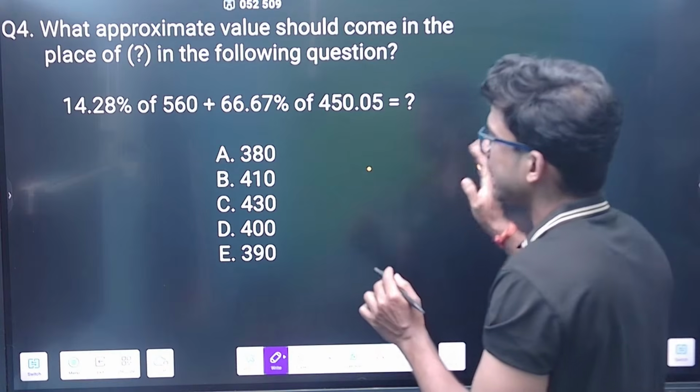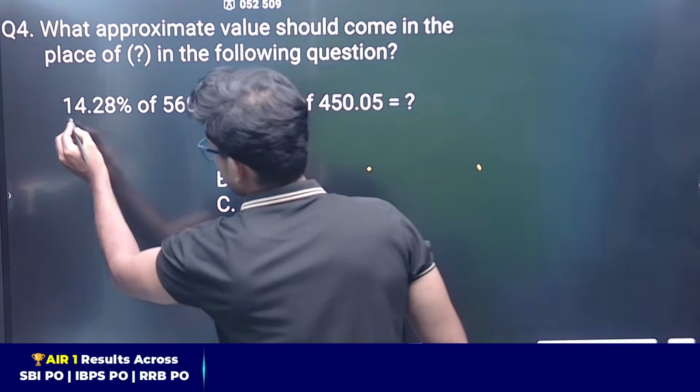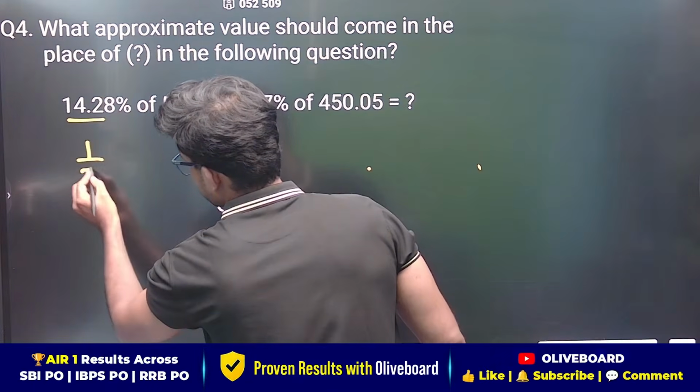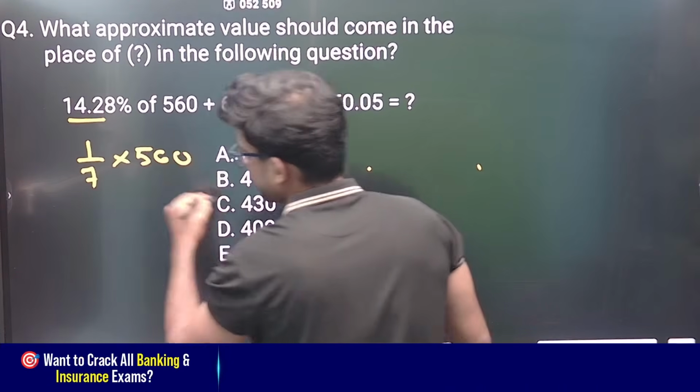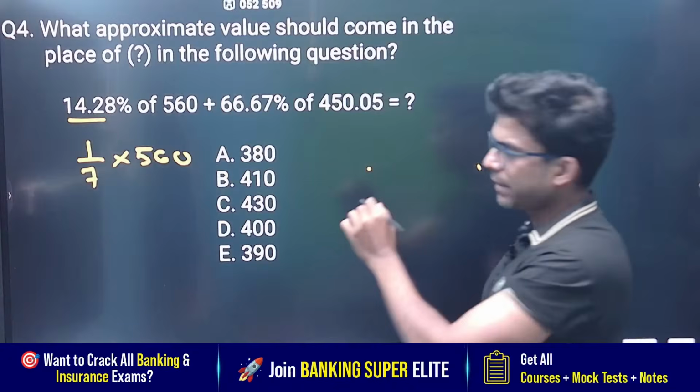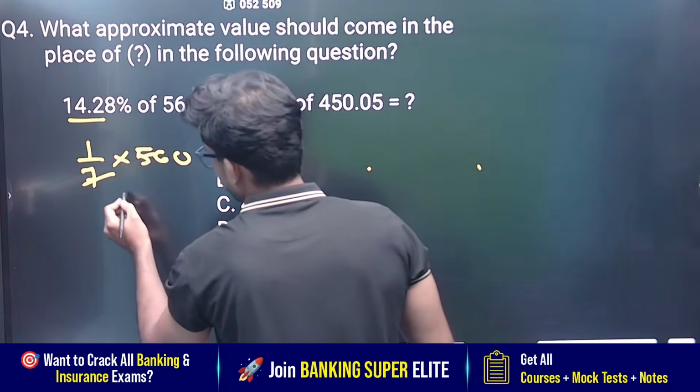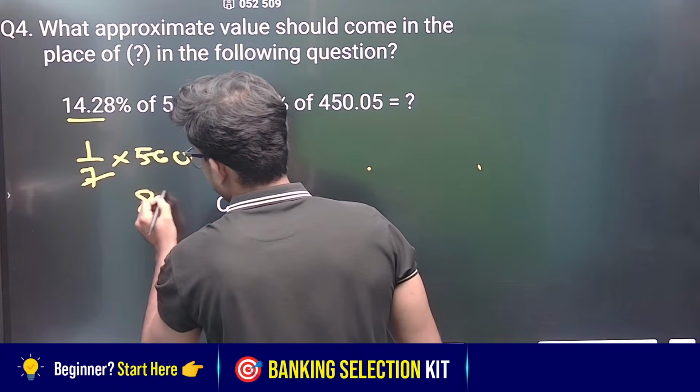380. Okay, that's quite easy one. This is 1 by 7. So this is 1 by 7 of 560. You can understand that what should be in the place would be directly 80. So this whole portion is basically 80.